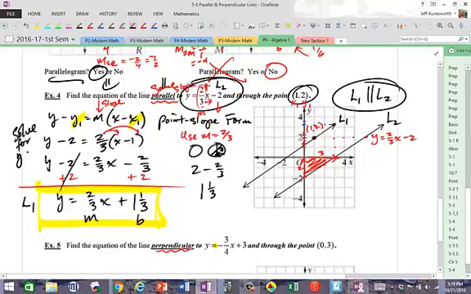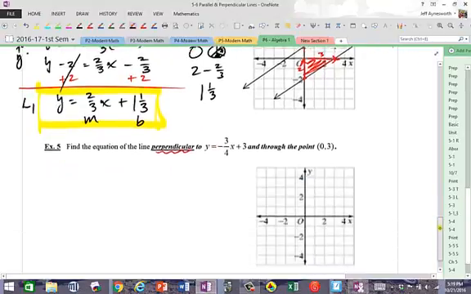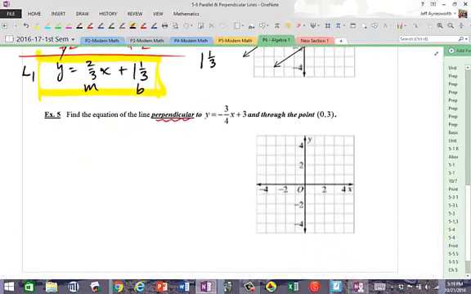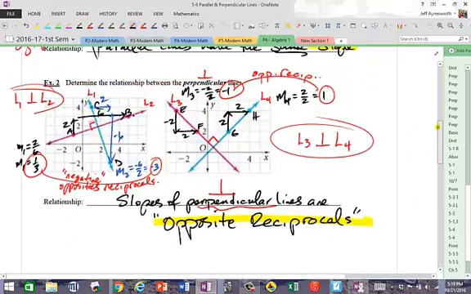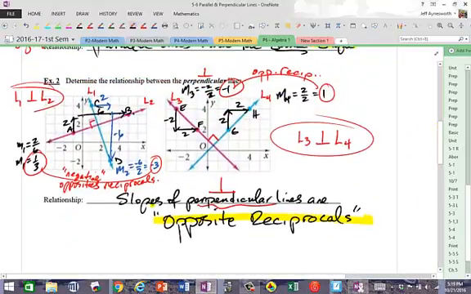Pause and play. Use the video effectively. All right, so now we want to find the equation that's perpendicular to this. Well, let's go back to the very beginning. We found out right here that the slopes of perpendicular lines are opposite reciprocals.